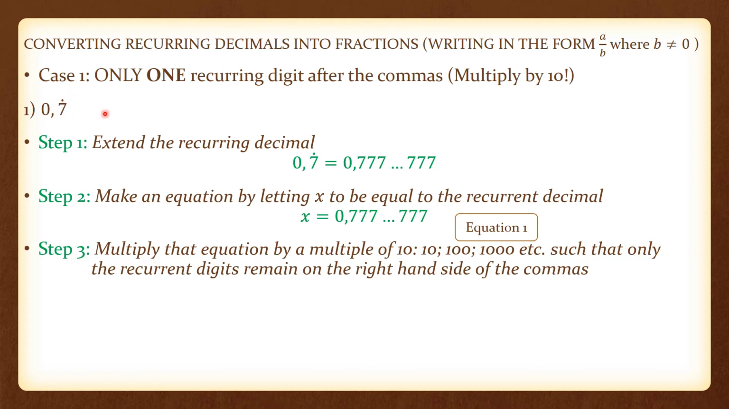digit. So we multiply the first equation by 10, that makes 10x on the left, and when multiplied by 10, the comma moves one step forward. That's why we have 7.777. The 7 continues indefinitely, and we call it equation 2.